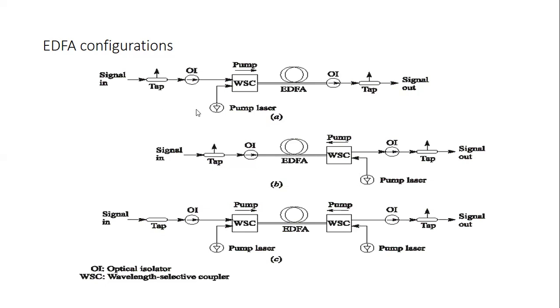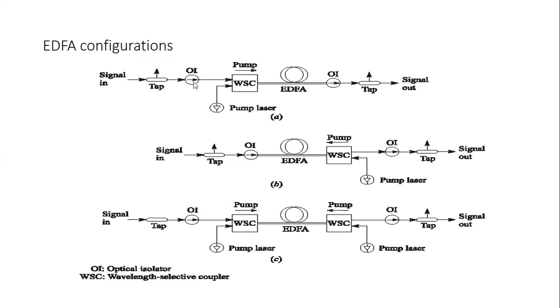So what is the role of these optical couplers? These optical couplers compare the incoming signal and the amplified output signal. Basically, these tap optical couplers are present at both ends, at the receiver end and at the transmitter end.